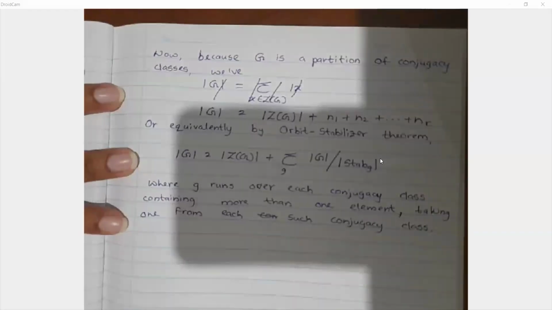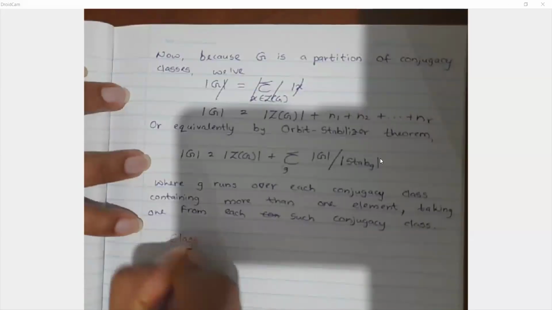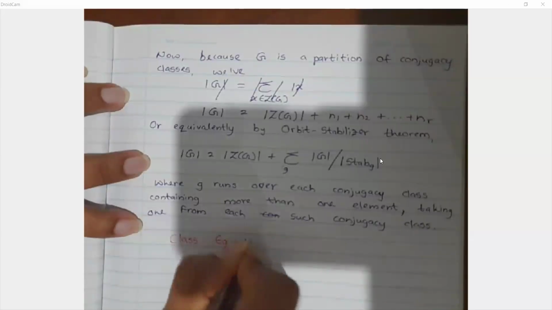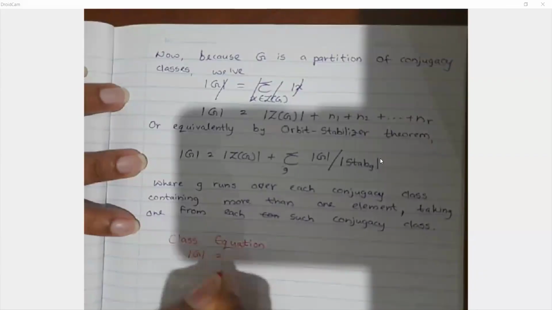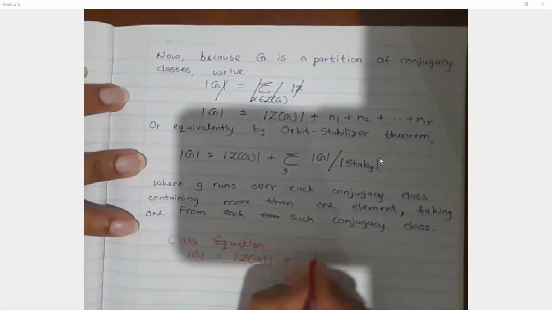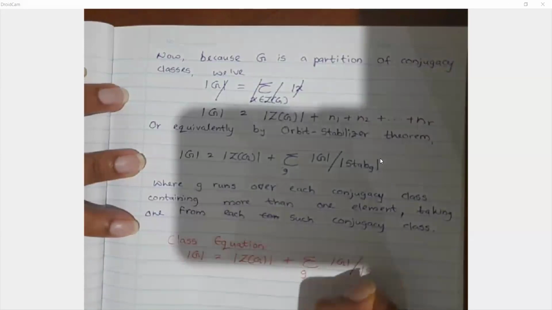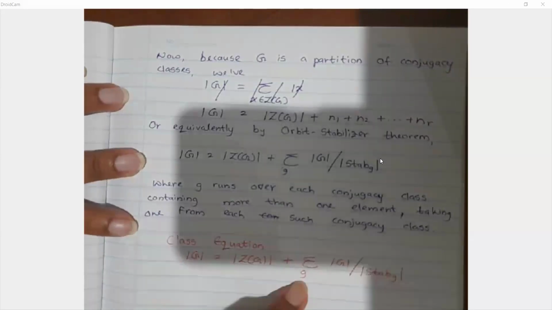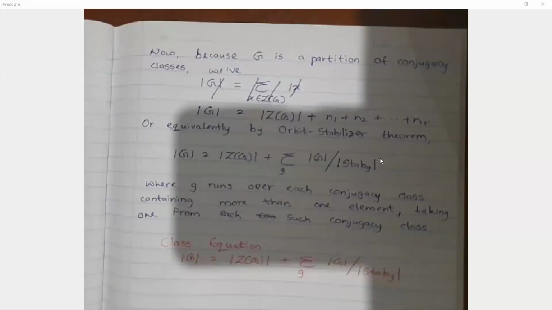Now, this is what we call the class equation, what you see over here. The class equation is given by: the order of G, where it's finite, is equal to the order of the center plus this summation of the order of G over the order of the corresponding stabilizer, where g runs over conjugacy classes containing more than one element, taking one from each such conjugacy class.